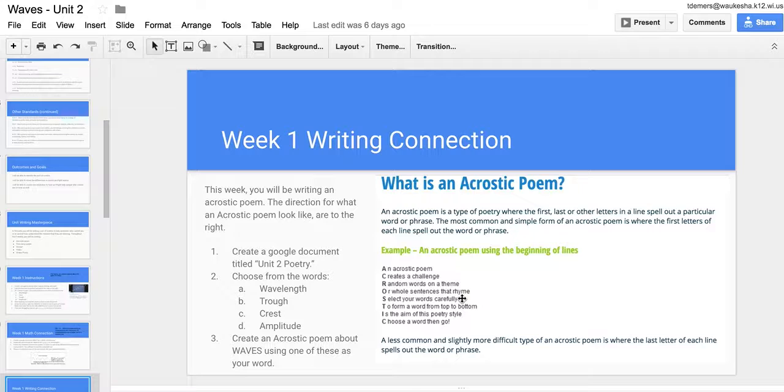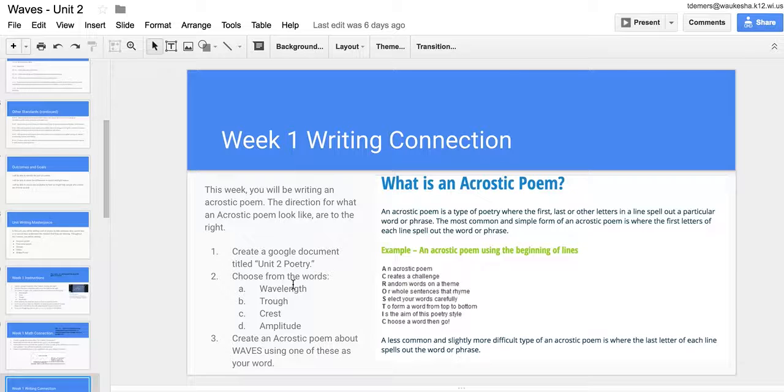So what I'd like you to do this week is you are going to create a Google document titled Unit 2 Poetry, and this is where all of those different poems are going to be located. And then you're going to choose one of these words, wavelength, trough, crest, or amplitude. And that'll be your first letter again, or it could be the last letter of every line. It doesn't matter. Make sure that you bold that letter so I know what you're using, but then I want you to create an acrostic poem, and it can be about anything to do with waves.